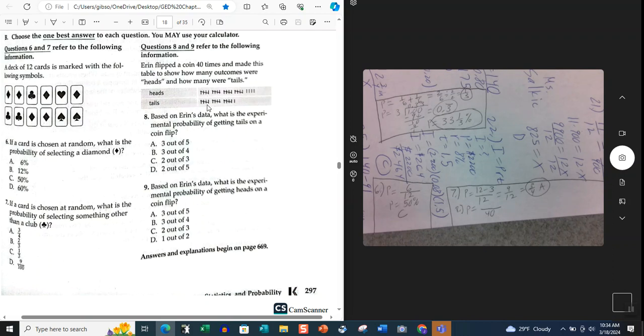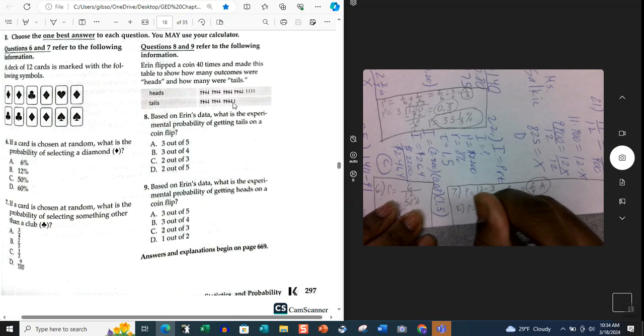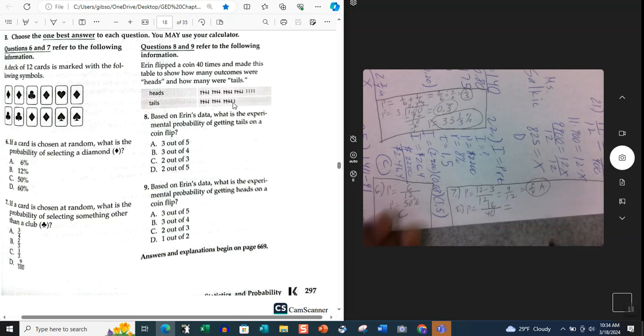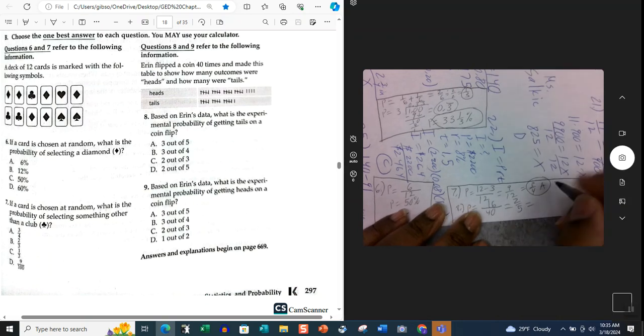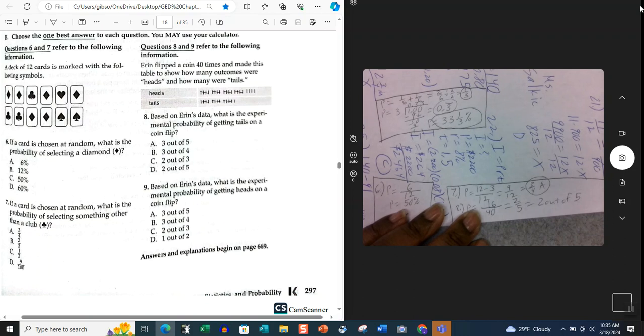So we count how many tails we have. We have 5, 10, 15, 16. So we had 16 out of 40. So what we could do with our calculator is put in the 16 over 40. So we had 16 in the numerator, put 40 in our denominator, and press enter. And it gives us 2/5. So written out, that'll be 2 out of 5, which is, that's interesting. 2 out of 5, which would be D.